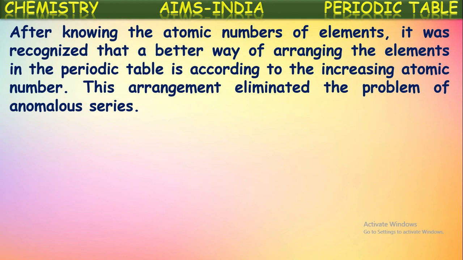This arrangement eliminated the problems of anomalous series. Based upon this atomic number basis, elements were categorized, and it eliminated the problems that arose due to the atomic weight series, like anomalous series and even the placement of isotopes in the periodic table. All these problems which were faced by Mendeleev's periodic table were eliminated. How? By choosing atomic number as a basis instead of atomic weight.